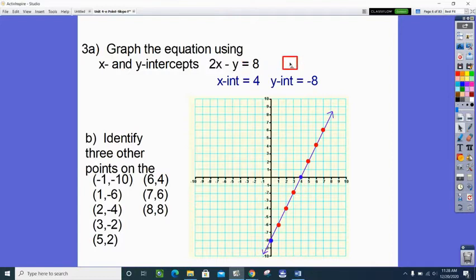Now, to be honest, you can also solve this to get the slope if you subtract 2x, and divide by -1, the slope would be 2. So you take any one of these points and go up 2 and over 1, up 2 and over 1, up 2 over 1. Those would all be points. If you draw your line accurately, you will see them in the crosshairs as well.